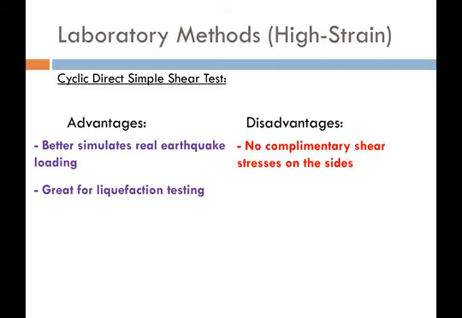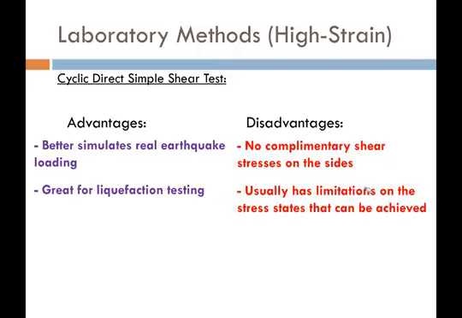Disadvantages, however, is that there's no way to measure the complementary shear stresses on the sides of the soil, and because the rings deform and allow the soil to move however it wants, we really don't develop many complementary shear stresses on the side of the soil. And there's usually limitations on the stress states. And when I say stress states, again, I'm talking about anisotropic versus isotropic consolidation of the soil.